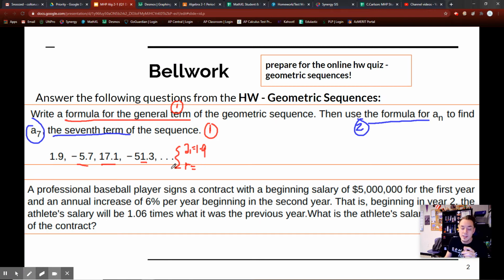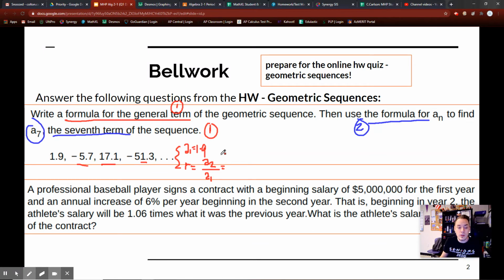My r, this is the interesting case because usually we can just kind of intuitively see, oh, this is times this, times that, times that. But this one's interesting in that the r is not really easily found. But rest assured, you can always find your r by using a quick formula, and that formula is a sub 2 divided by a sub 1. This will always give you your r value, your common ratio.